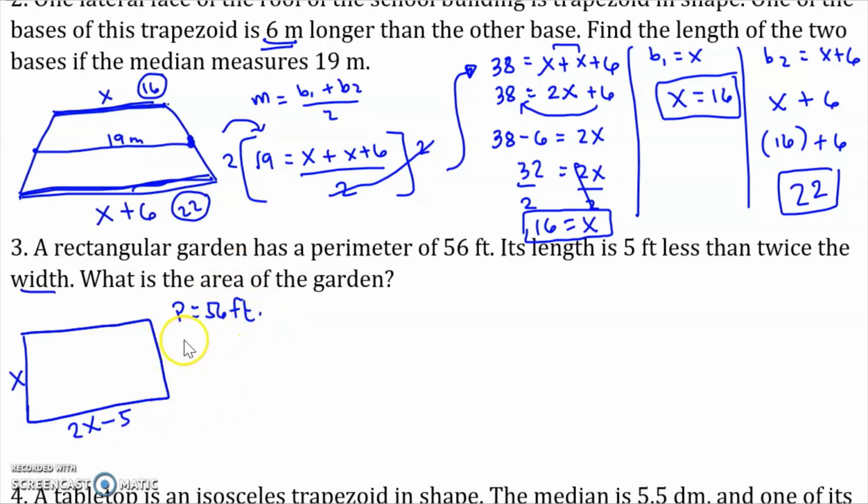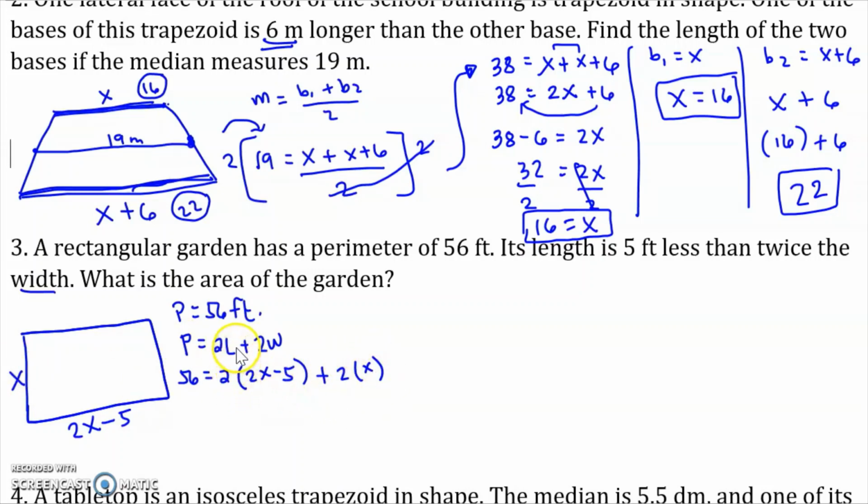If you remember, the formula for the perimeter is P equals 2 times length plus 2 times width. Isn't that our formula for the perimeter? So let's substitute the values. Our perimeter based on the given is 56 feet. So I replace P with 56 feet. Then 2 times the length, we have 2x minus 5, and then the width. Actually, even if length and width are reversed, there's no problem because addition is commutative. So our width is x.